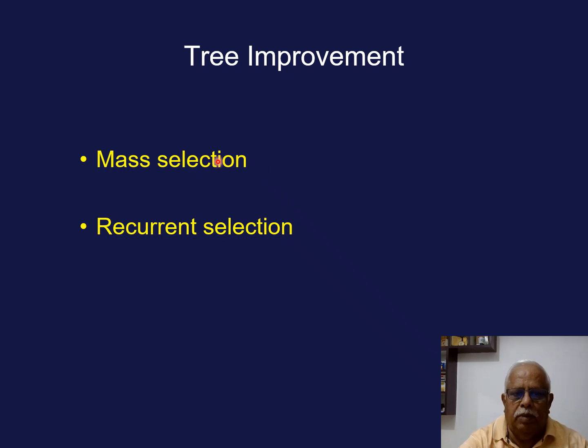So what is meant by mass selection? Mass selection means, unlike agriculture crops, we breed a group of trees. That means we select many plus trees and we deploy them in a seed orchard. We allow them to mate. So many plus trees are assembled in a seed orchard and allowed to mate. That's why we call it mass selection.